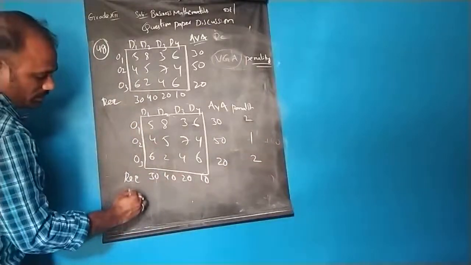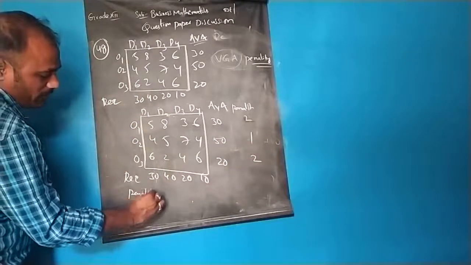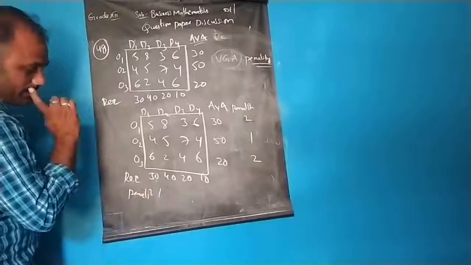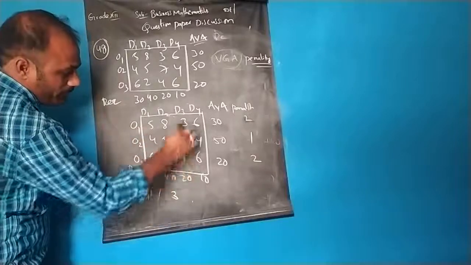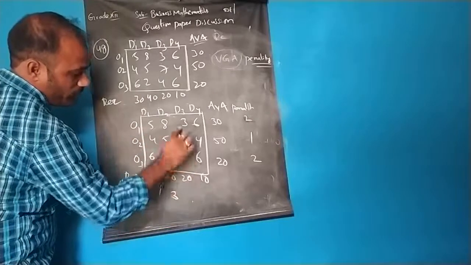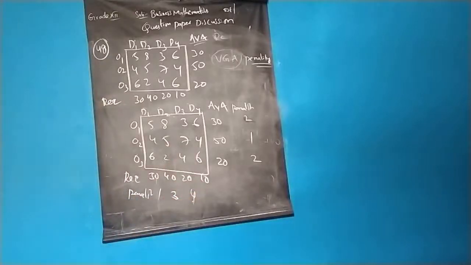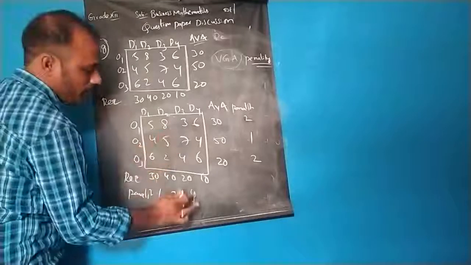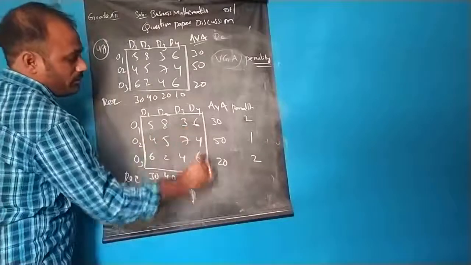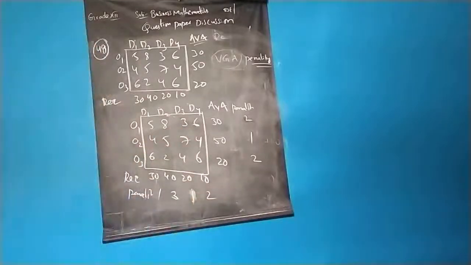Next, in the downside, in the columns, what is the penalty we will write here? 5 minus 4 is 1, 5 minus 2 is 3, 7 minus 3 is 4, and 4 minus 3 is 1, and 2. So these are the penalties.